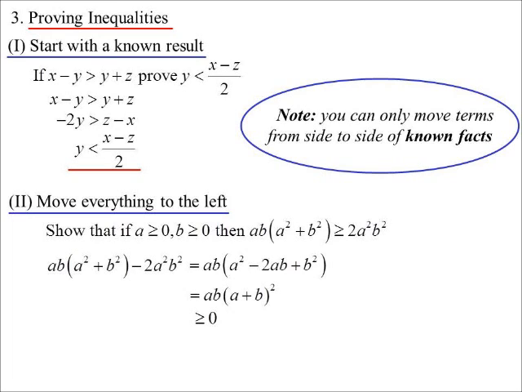Because it's a known fact, I can now move this term across and say, therefore, ab(a squared plus b squared) is always greater than or equal to 2a squared b squared. So that's the idea I was talking about, left-hand side minus right-hand side. Just work with that expression.